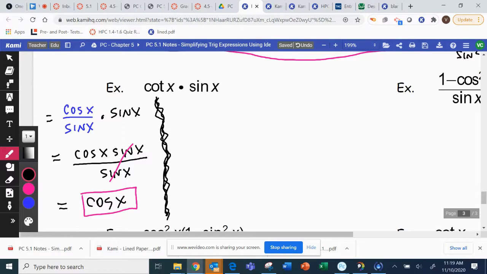Okay, so I have cotangent x times sine x done. Is there anybody in this room that did a different first step than me? That did a different first step? Because I would like to do it more than one way. Is there anybody in here that did a different first step than I did?